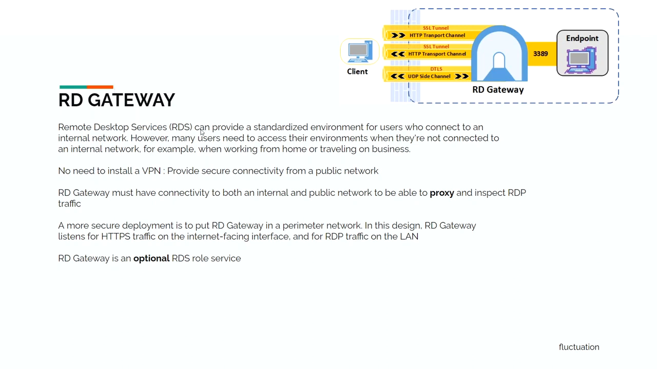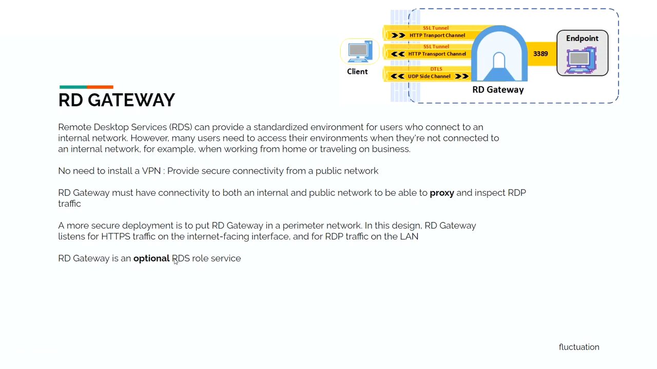Remote Desktop Services can provide an environment for users who connect to an internal network. However, many users need to access their environment when they are not connected to an internal network, for example, when working from home or traveling on business. Now with COVID, everybody works from home. There's no need to install a VPN. It provides a secure connection from a public network. RD Gateway must have connectivity to both the internal and public networks to be able to proxy and inspect RDP traffic. A more secure deployment is to put RD Gateway in a perimeter network. In this design, RD Gateway listens for HTTPS traffic on the internet-facing interface and for RDP traffic on the LAN.